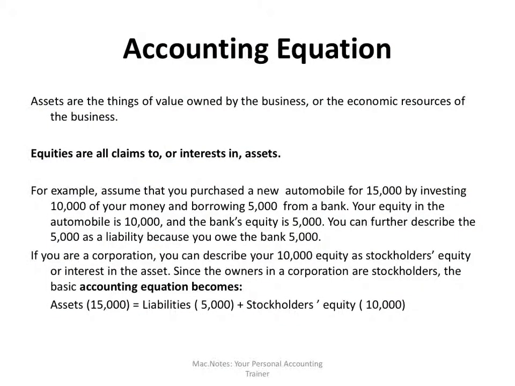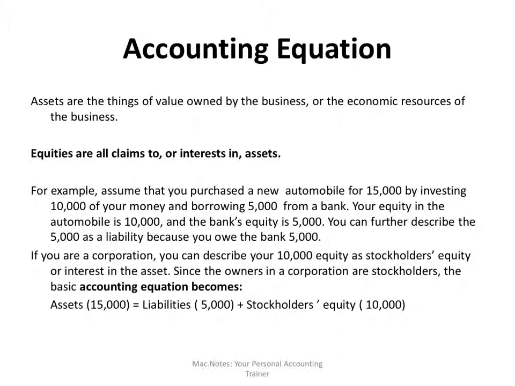Remember, we said that assets is what a business owns. These are things of value owned by the business: trucks, buildings, equipment, or other economic resources of the business. Now, the equities of a business are all the claims. They are people outside the business, which we call liabilities, and people inside the business, which we refer to as shareholders or stockholders' equity.